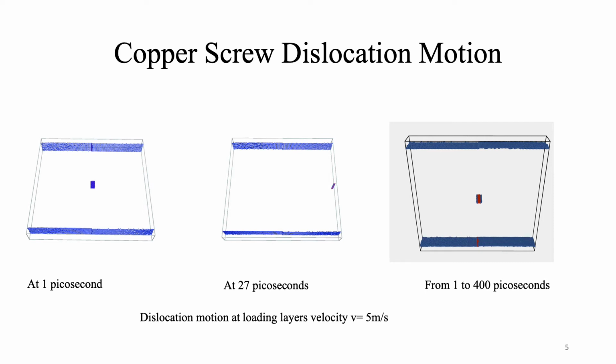The motion video shows the screw dislocation motion from 1 to 400 picoseconds at the same loading layer velocity as the figures. We notice that the screw dislocation moves from the center to the right, and once it hits the right edge of the boundary box, it goes back to the left and keeps moving to the right.